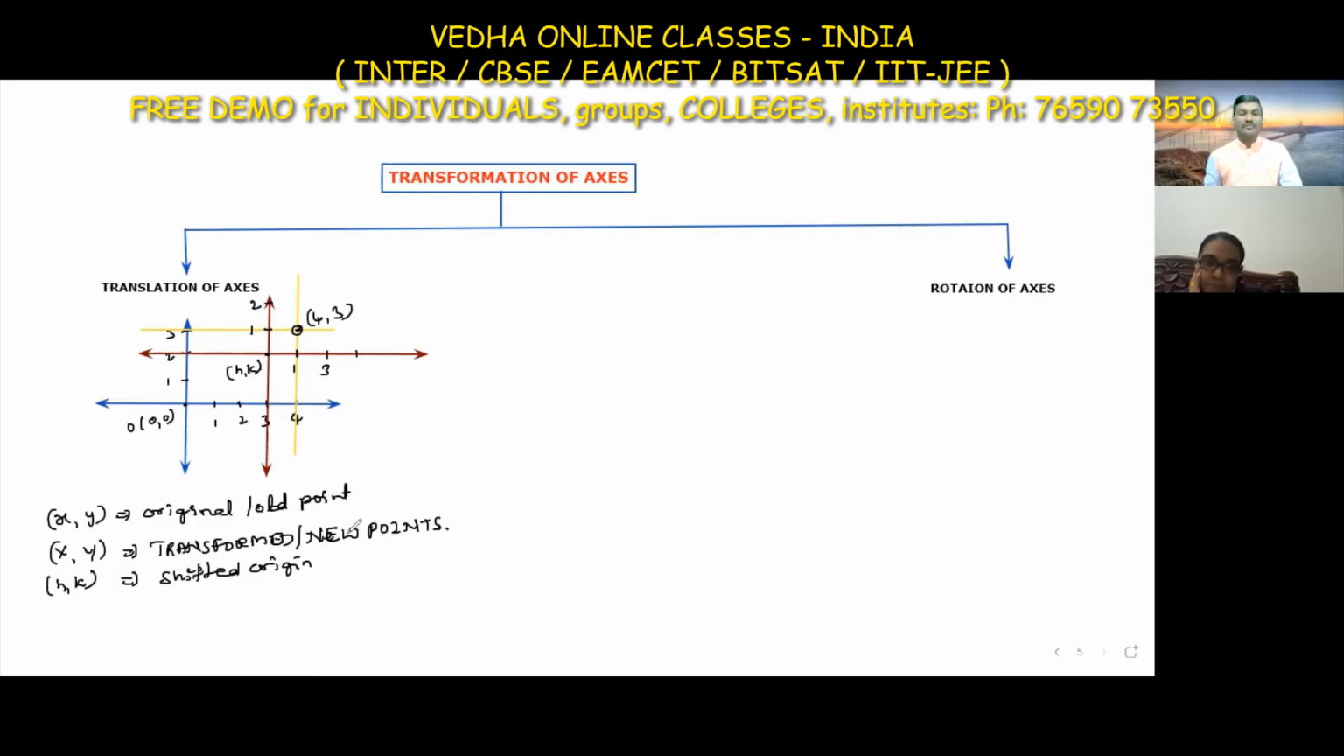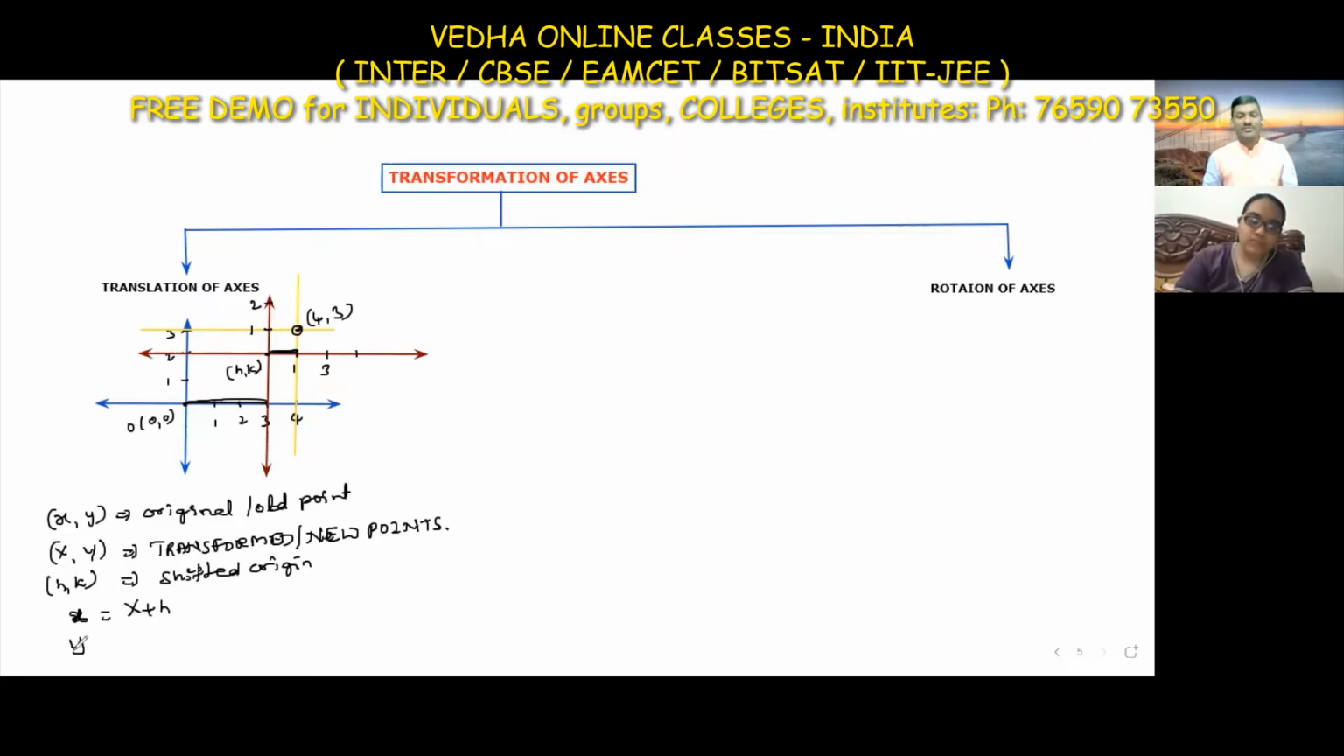Now I want the small x value. Small x is nothing but this 4. The distance from the origin to this place is h. This other distance is capital X according to the new system. So small x is equal to capital X plus h, we have to add.